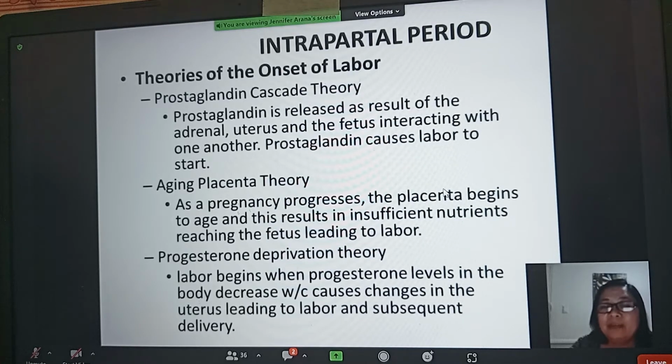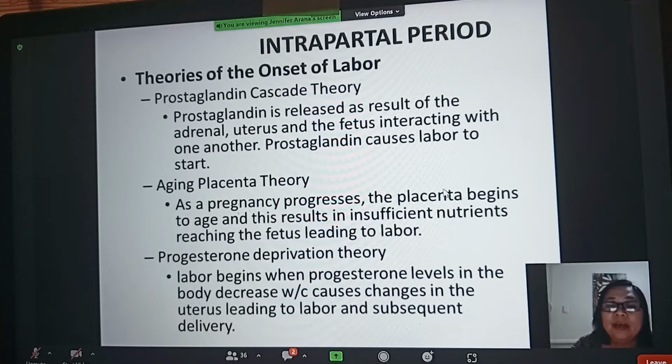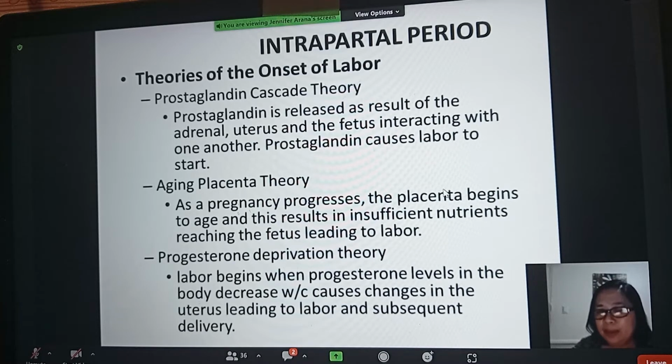This theory believes that prostaglandin is released as a result of the adrenal, uterus, and the fetus interacting with one another. Prostaglandin causes labor to start. Still another theory is the aging placenta theory, which states that as a pregnancy progresses, the placenta begins to age, and this results in insufficient nutrients reaching the fetus, leading to labor.